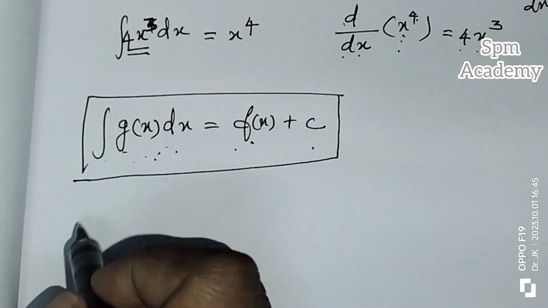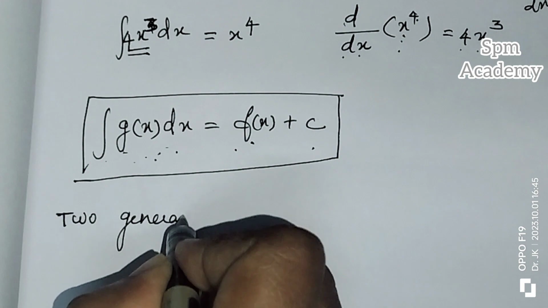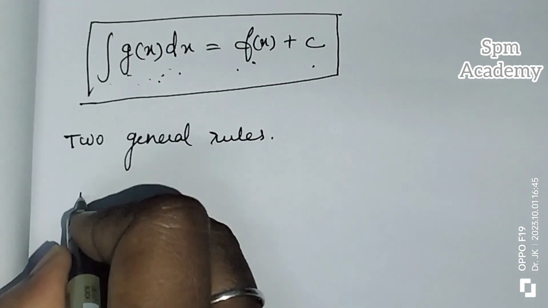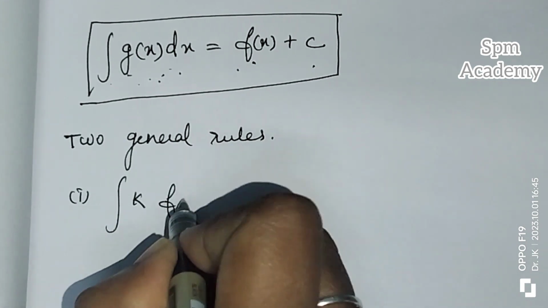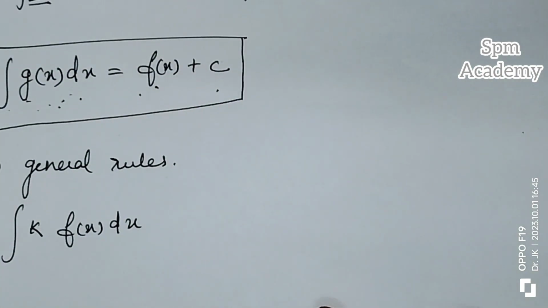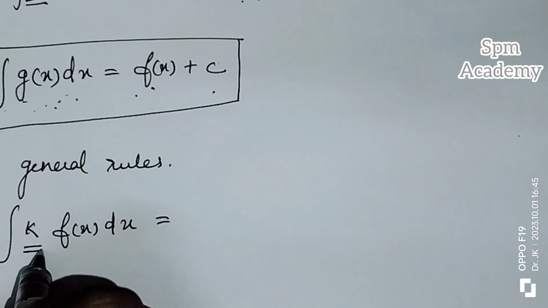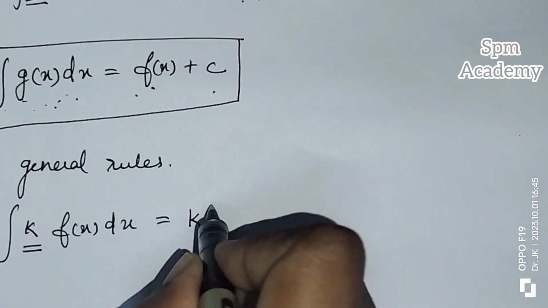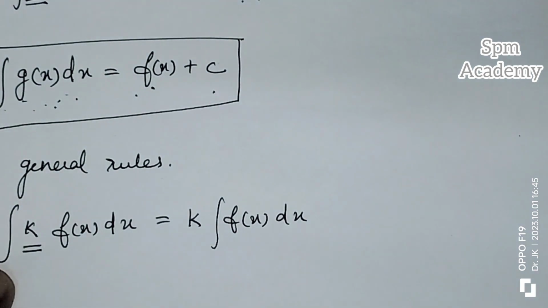Now two general rules. The first rule is integral k into f of x dx. Here k is a constant. If it is a constant, we can write it as k into integral f of x dx. So this is the first rule.